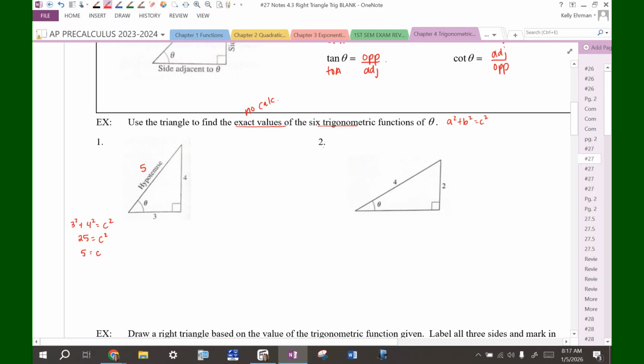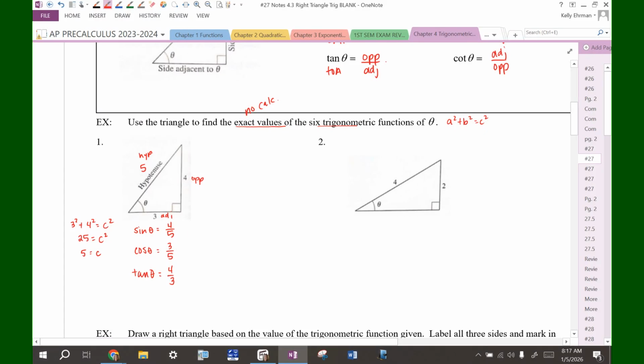All right, so I need to write out the 6 trig functions. Again, I have to write sine theta. So theta is right here. So 4 is the opposite, 3 is the adjacent, 5 is the hypotenuse. So sine is 4 over 5, opposite over hypotenuse. Cosine theta is adjacent over hypotenuse, 3 over 5. If I needed to, I would reduce these fractions. Tangent theta is 4 over 3.